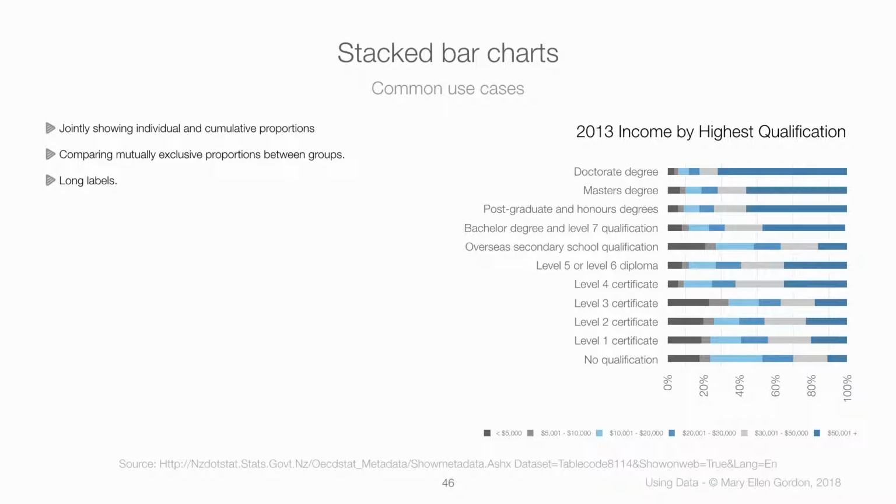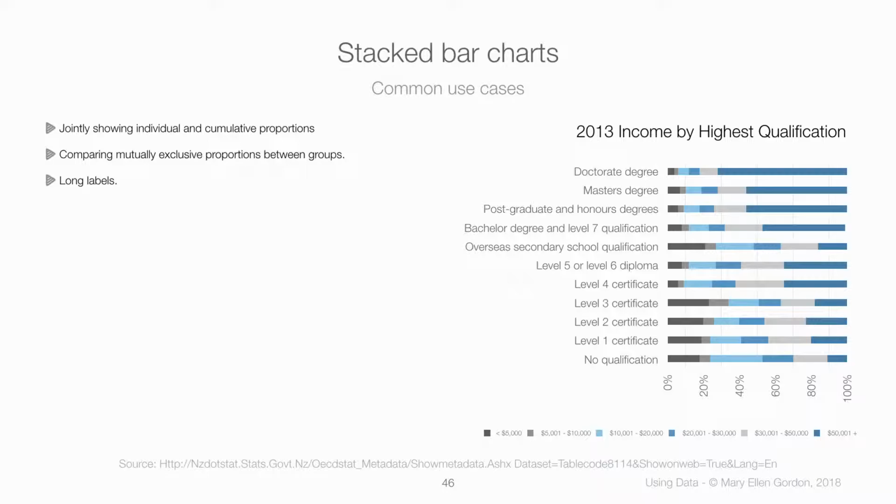So for example, here we can easily see that if you want to earn more than $50,000 a year, having an advanced degree is a much better way to do that, because by the time you get down to no qualification, very few people have that, but we can look up and see the proportion who do for the different levels of qualification.